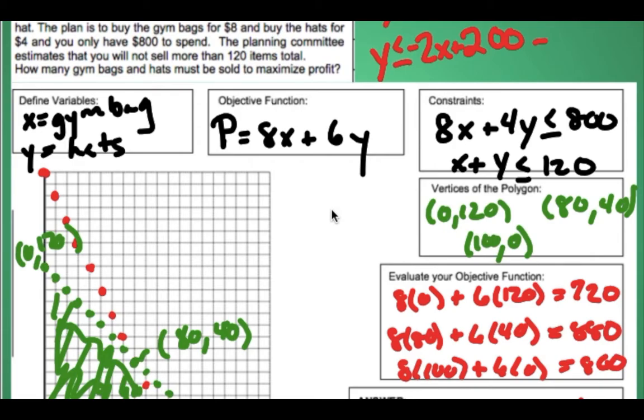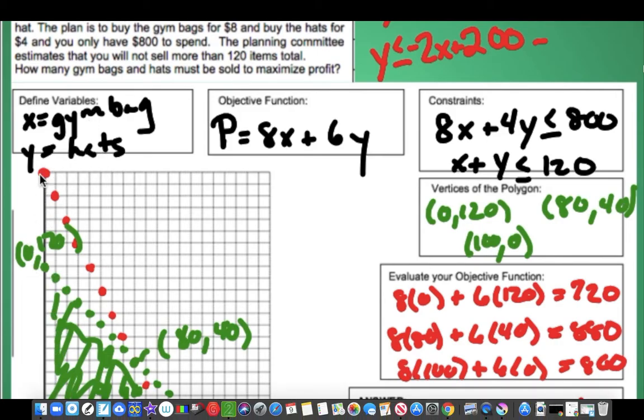Okay, so you should be coming back after trying out this problem. So I defined X as gym bags and Y as hats. On my graph, I used a scale of 10. So when you're looking at this, this is scaled by 10. It's on both axes. So I found my objective function to be 8x plus 6y. That came from they're going to make a profit of $8 on a gym bag and $6 on a hat. I found my two constraints based on the $800 they had to spend and not selling more than 120 items. And then I found my corners, my vertices. Tested them out, and what I came up with as an answer is that they should sell 80 bags and 40 hats.